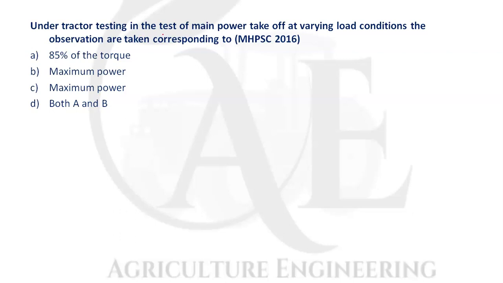Under tractor testing, in the test of main power takeoff at varying load conditions, the observations are taken corresponding to 84% of the torque and the maximum power. So here it is mentioned two times, it is maximum power. Okay. So both A and B are the correct answer.